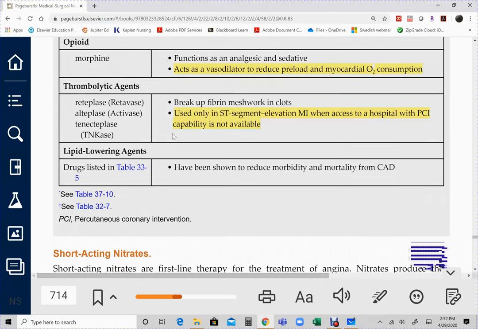Thrombolytic agents are only used if the hospital you were taken to does not have a cath lab. The reperfusion therapy we need is, well, we don't have a cath lab, so we can't put a stent in the coronary artery. So what we'll do is just dissolve the clot that's causing the MI. That's the only time we will use the thrombolytic, specifically alteplase.